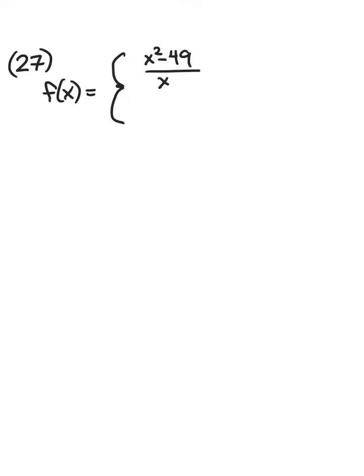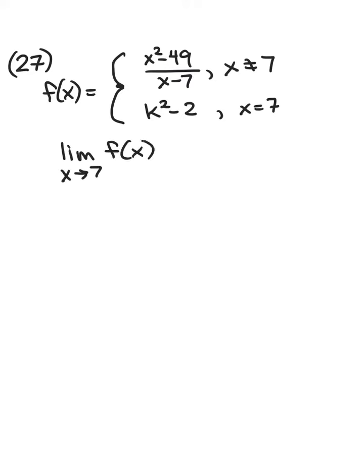Okay, I'll do one more with you, and that will be number 27. Now, number 27, you are given a piecewise function, and we have in the first piece x squared minus 49 all over x minus 7, where x cannot equal 7. In the second piece, we have k squared minus 2, where x equals 7. Okay, and we're asked to find the value of k such that the limit as x approaches 7 of f of x will equal the value at 7.